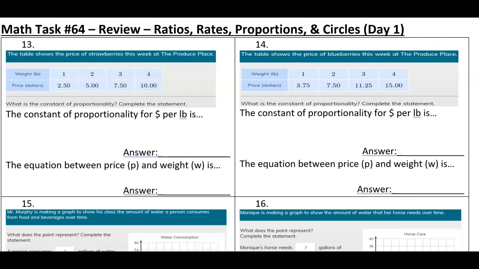So we're going to continue reviewing rates, ratios, proportions, and circles, as well as scale factor. Your test is on Wednesday.